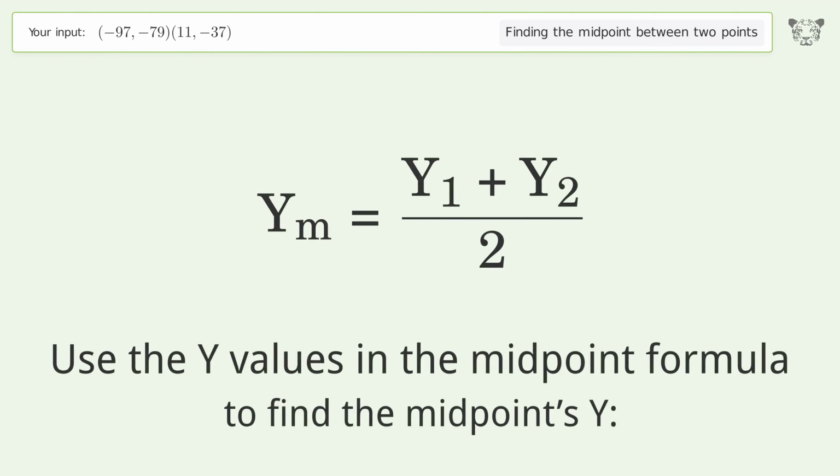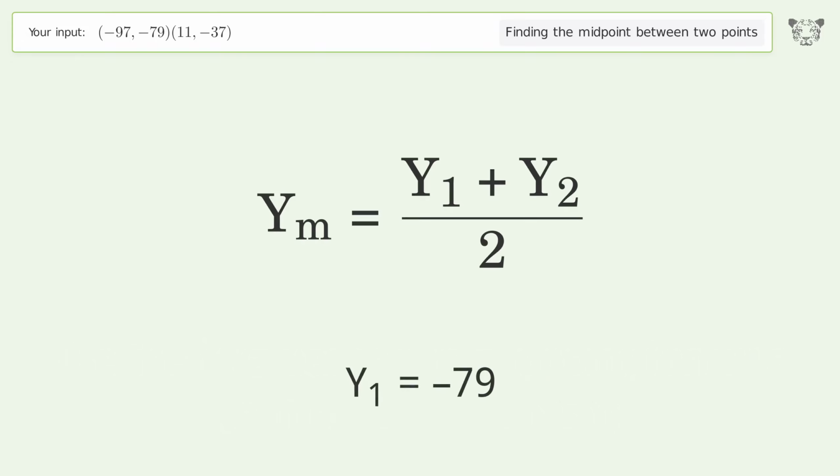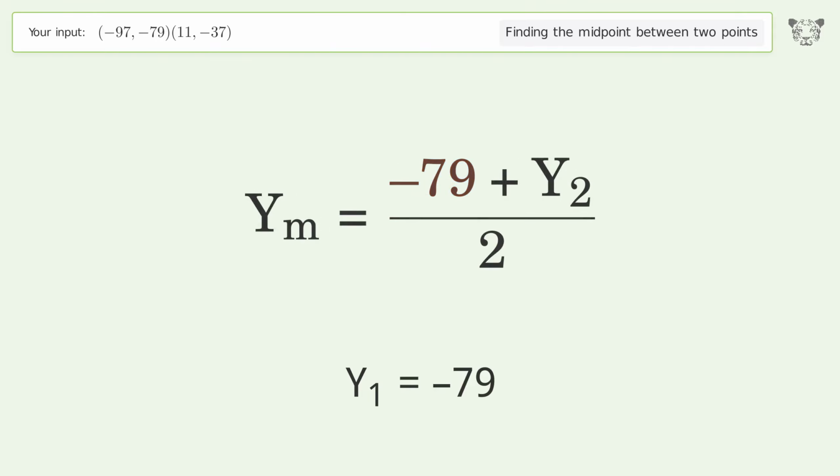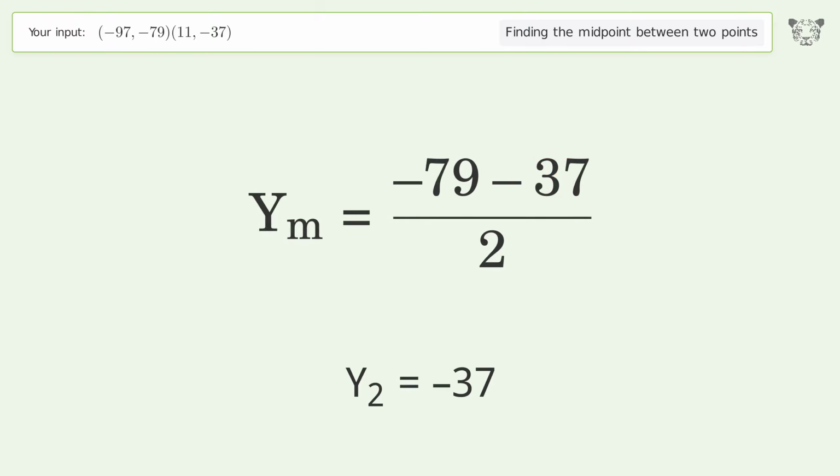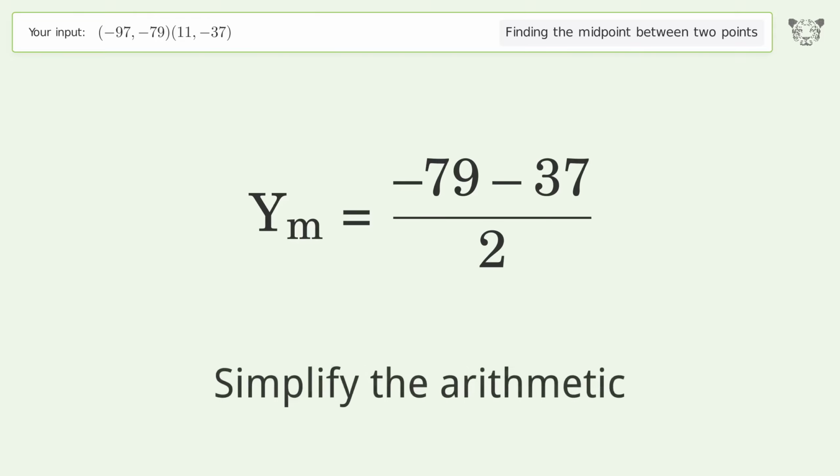Use the y values in the midpoint formula to find the midpoint's y. y1 equals -79. y2 equals -37. Simplify the arithmetic.